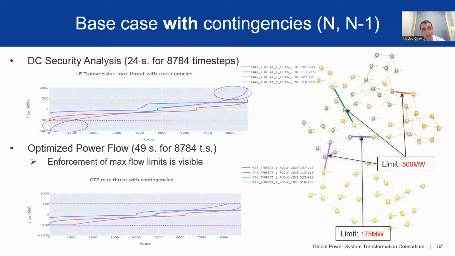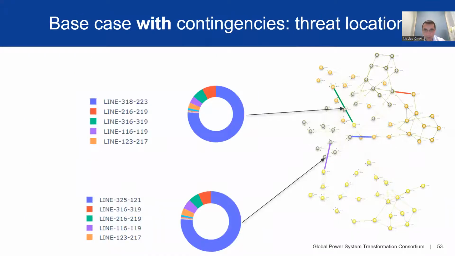The time performance is quite good. It's less than 1 minute for all the time steps. Each of them is solved independently, but very fast, one after the other. And that is what allows us to perform the OPF in less than 1 minute over all the year.